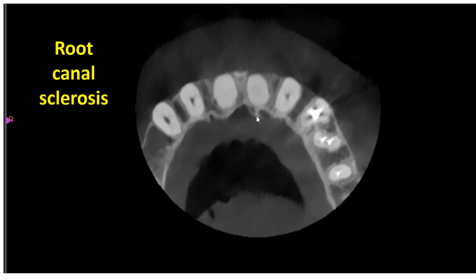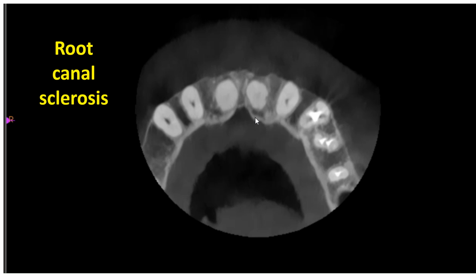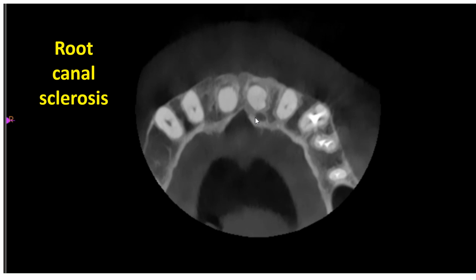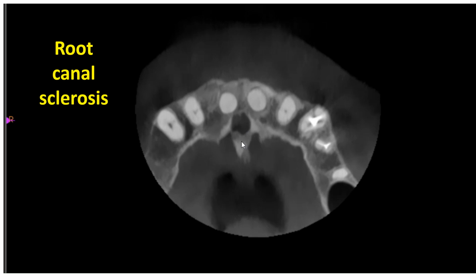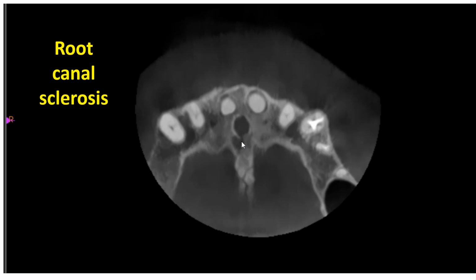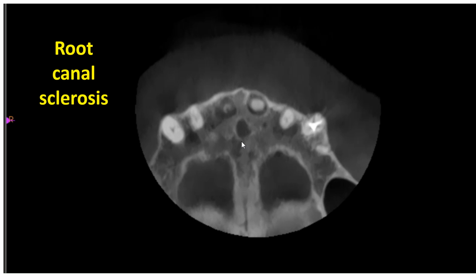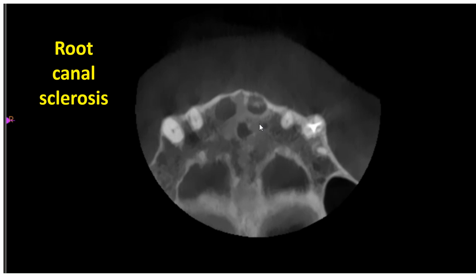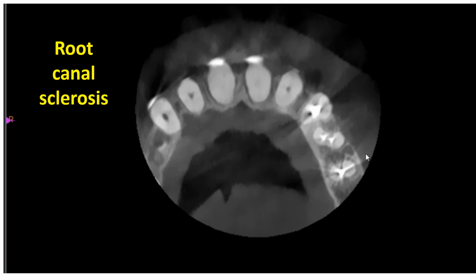So if I've got a lesion associated with this tooth, I might send the patient to the surgeon. You can see the two lesions associated. So I can't help him endodontically. I can help him surgically.